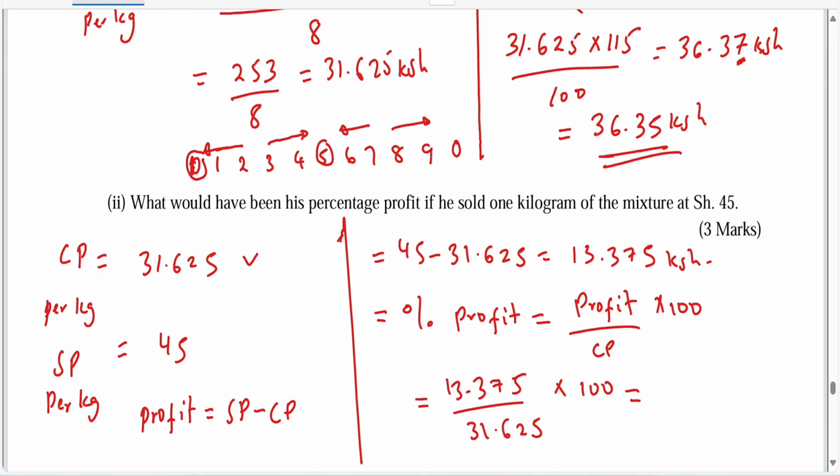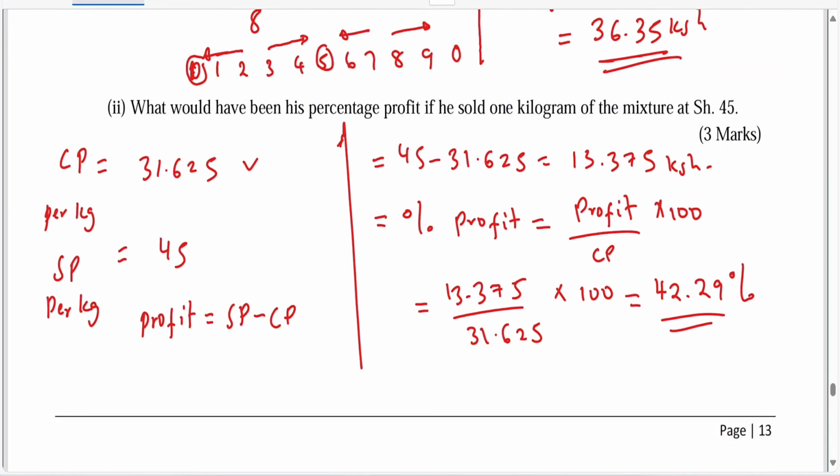So in which itakupa ngapi? 13.375 by 31.625 times 100 ambayo ni 42.29%. Now ukitaka waweza andika 42.3%, is up to you. Okay, and that is 10 marks that you need to get. So umeona swali rahisi. Hii kusumbua nini tena?